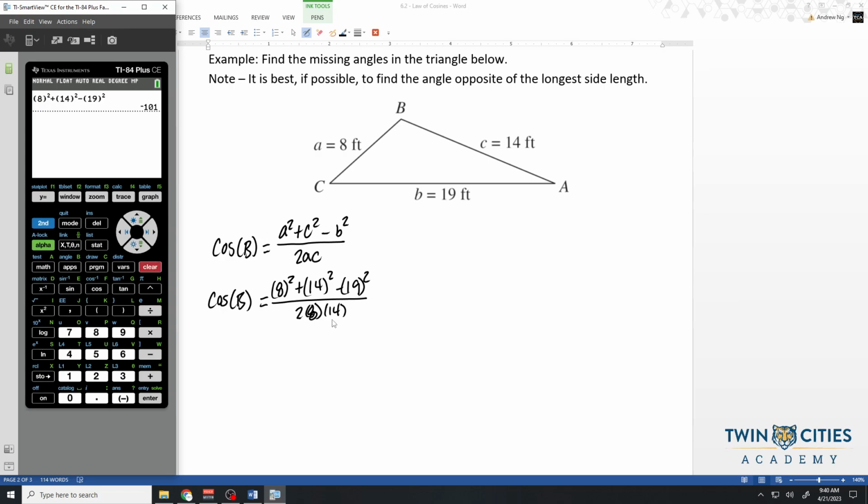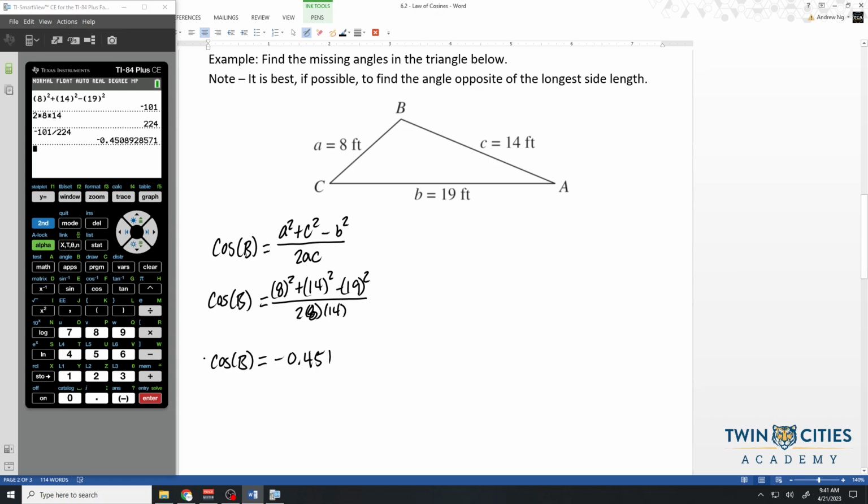Now we're going to divide this by 2 times 8 times 14. So let's find what that is first. 2 times 8 times 14 is 224. So this top part is negative 101. The bottom part is 224. So negative 101 divided by 224 is negative 0.451. So the cosine of B is equal to negative 0.451.